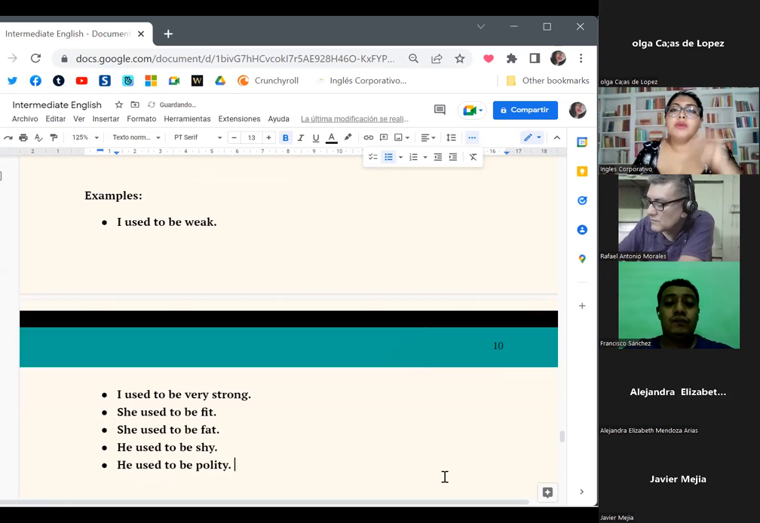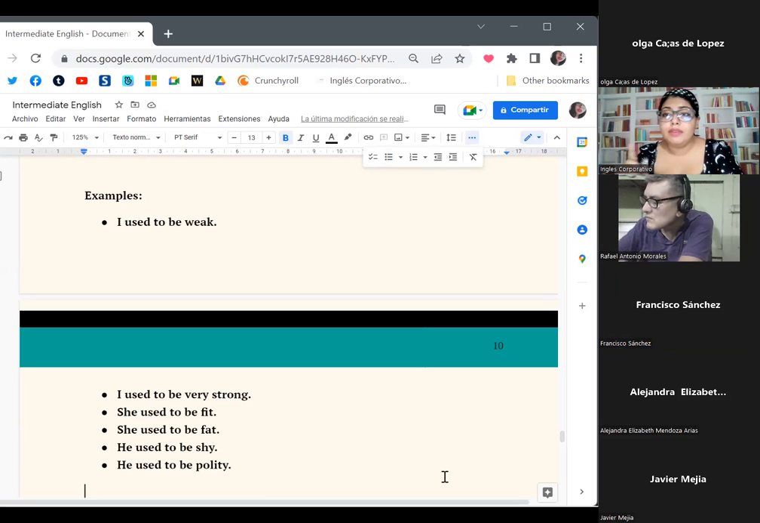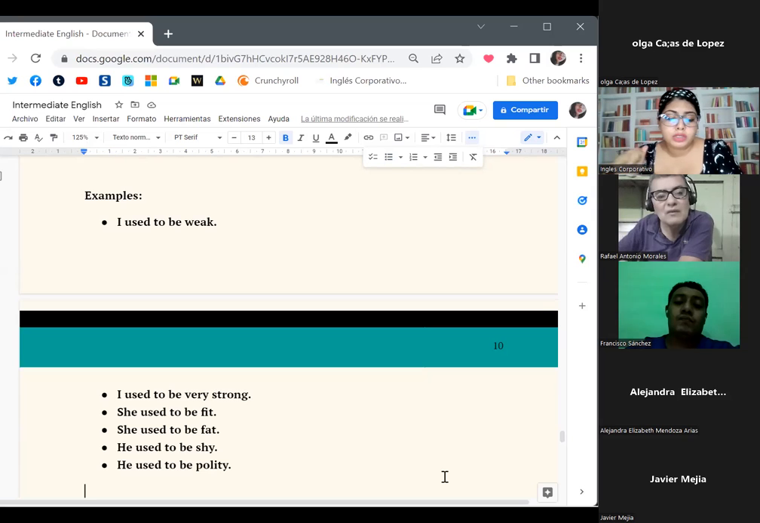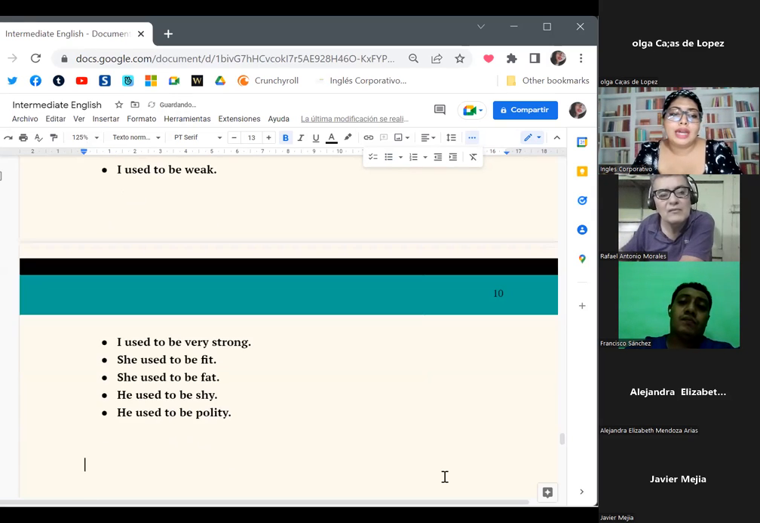Our examples are very simple because in this case we are just creating simple sentences. We are not creating long sentences, because these ones are very short and very simple. So now we have the structure for the positive sentences. Now we are going to talk about the negative, and write the structure for the negative sentences and some examples.